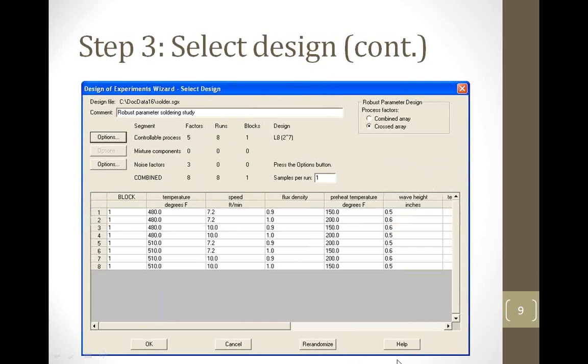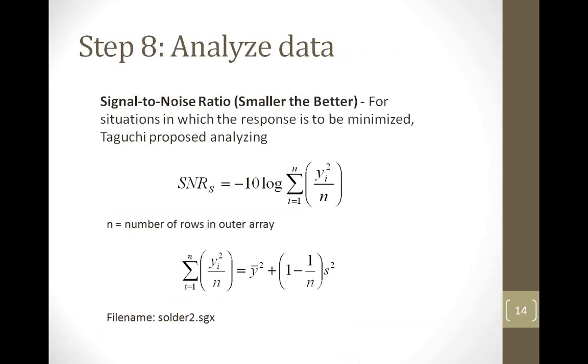Now back to my PowerPoint slide for a moment. I did promise to tell you a little bit about Taguchi's signal-to-noise ratio. When I set up this design, I specified that what I wanted to estimate was a signal-to-noise ratio, smaller the better, a signal-to-noise ratio for a case where you want to minimize the response. Now, Taguchi proposed that you use as your response variable minus 10 times the log of the sum of the yi squared over n, where n is the number of observations in the outer array.